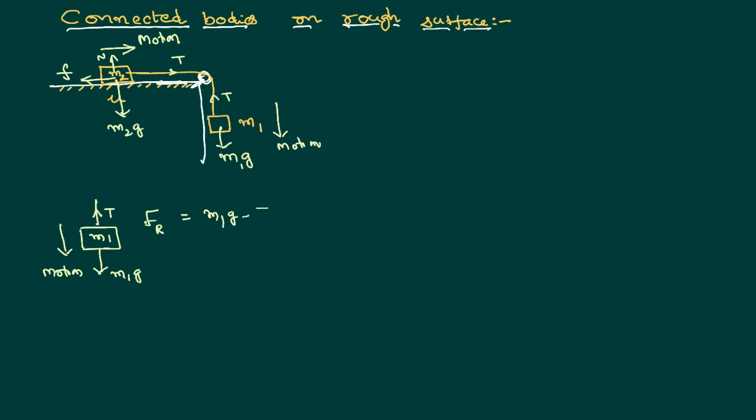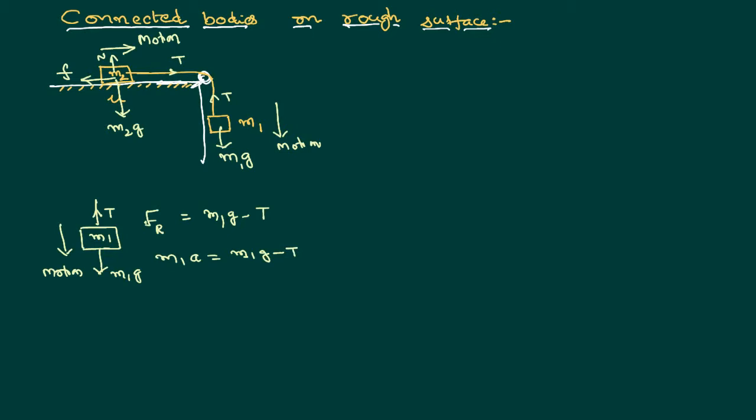m1g minus tension. We have written the resultant force as m1g minus tension because the resultant force is in the downward direction. Therefore, force in the downward direction has to be treated as positive and force in the upward direction shall be treated as negative. So we can write m1a equals m1g minus tension.